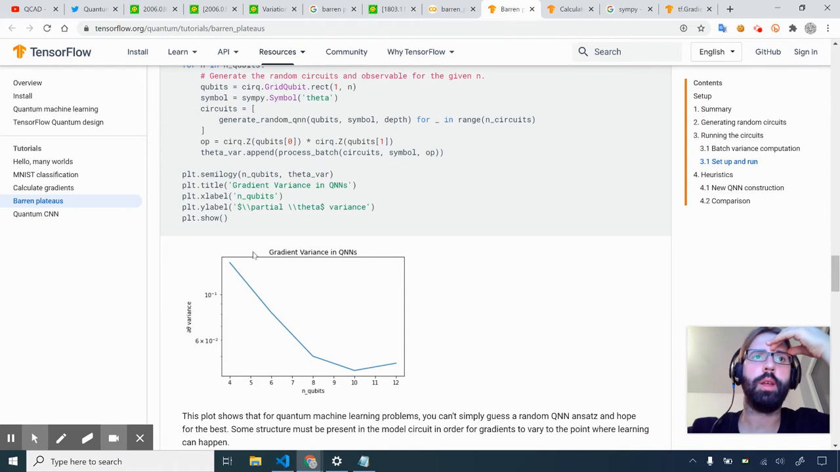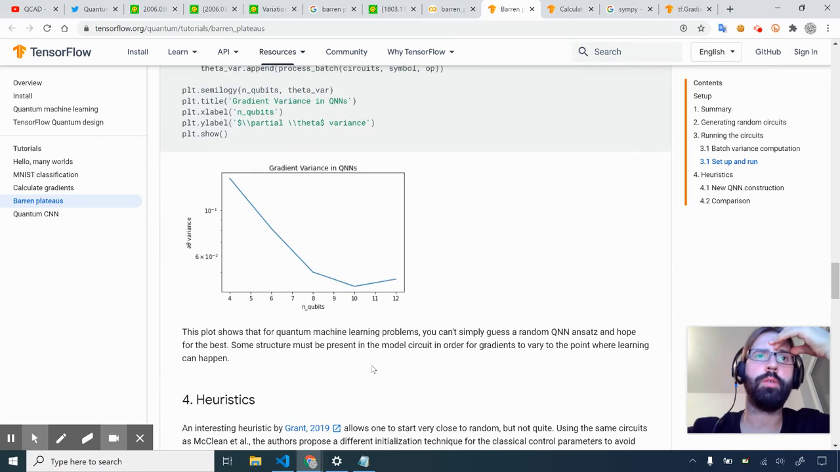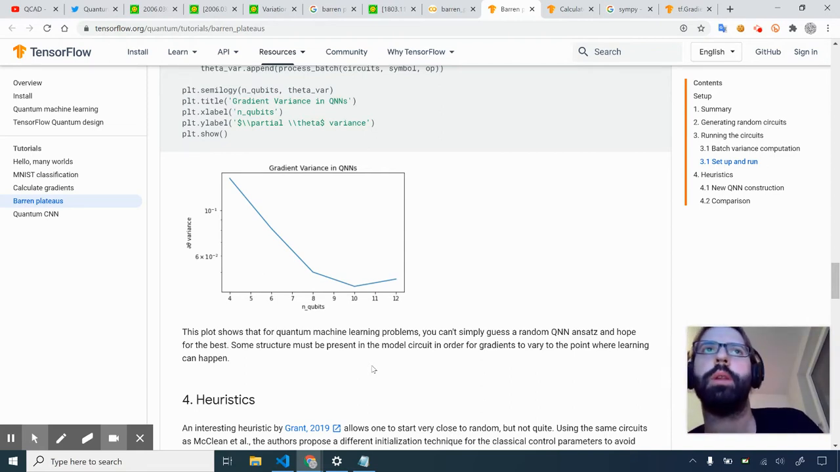Gradient variance in QNNs. Okay, so what is it saying? The more we increase qubits, the more the variance of the circuit decreases. This plot shows that for quantum machine learning problems, you can't simply guess a random QNN ansatz and hope for the best. Some structure must be present in the model circuit in order for gradients to vary to the point where learning can happen.